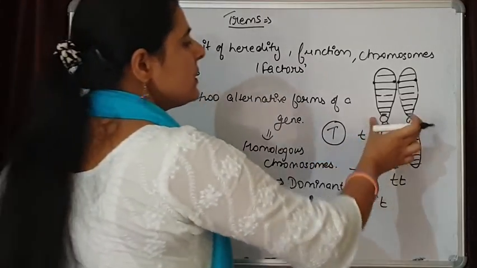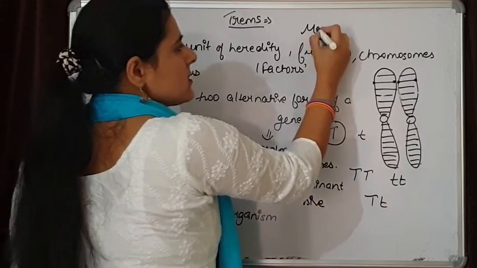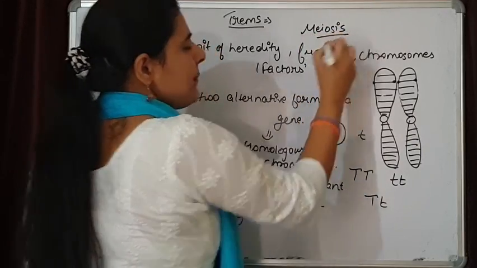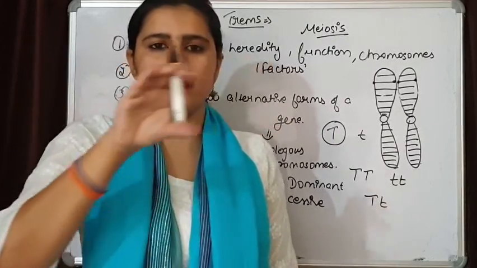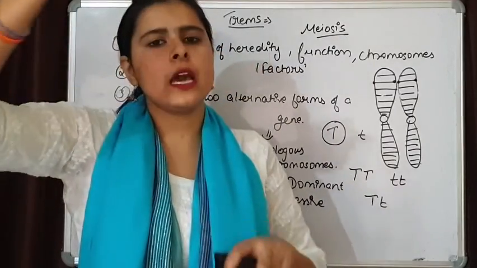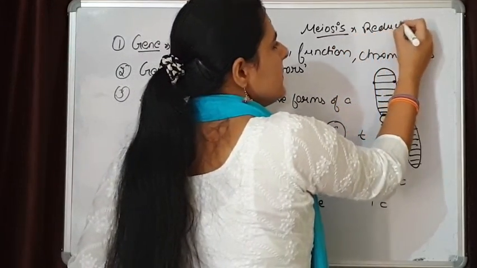Now what happens with these two homologous chromosomes? We have seen that during meiosis, in the metaphase stage, these two homologous chromosomes are going to arrange themselves at the equatorial plane, and later on they are going to separate, because meiosis is a reductional division.